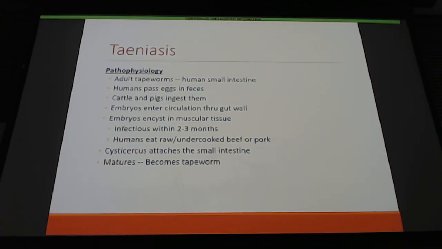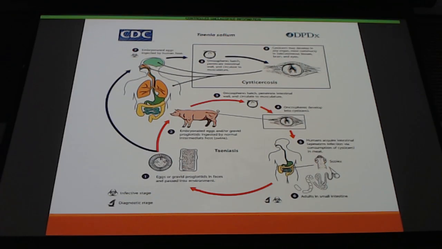Same thing with saginatum. It does the same thing if it goes into a cow. What it does is we eat it, it goes into our gut, and then it hangs out and takes all our nutrition. But when we get to cysticerci, it'll be a slightly different issue with the path.